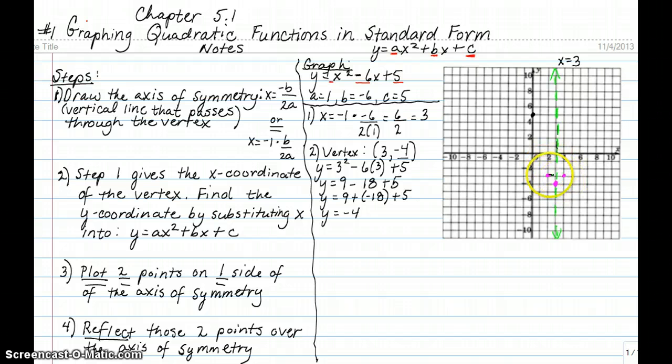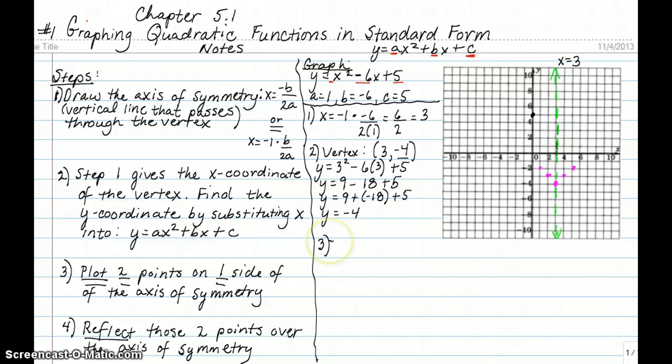1 over, up 1, over 1, over 1. We could do it that way, but I'm going to show you a different way because you won't always have that ability, because they're not always going to be the same size as the parent function. So now we're going to go to this next part, which is step 3: plot 2 points on one side of the x-axis. So let's go ahead and go to step 3.